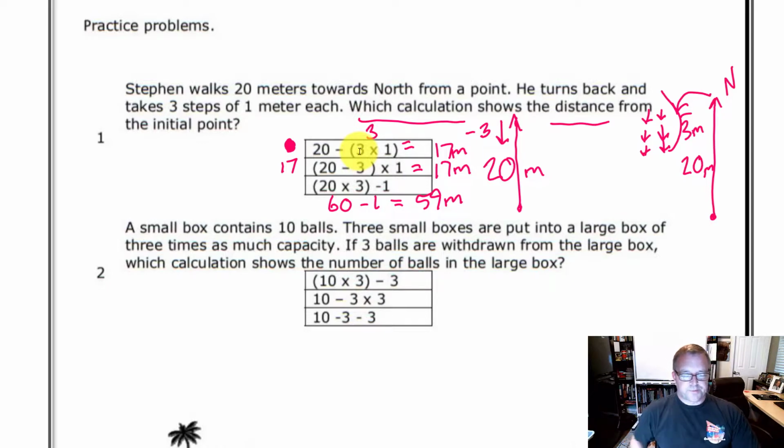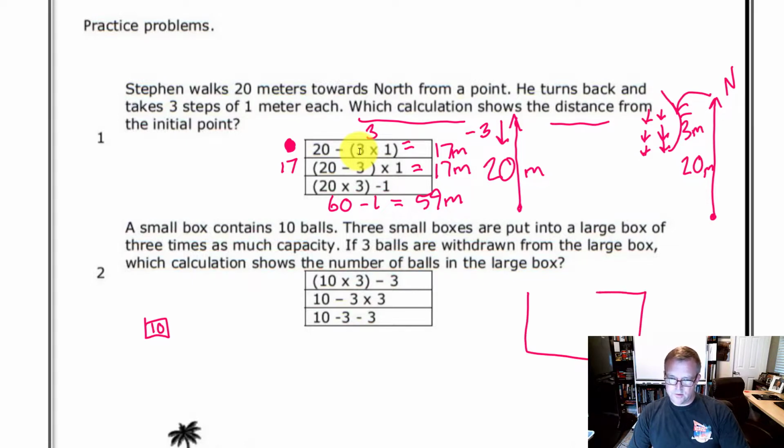Number 2. A small box contains 10 balls. Okay, so a small box has 10 balls inside. 3 small boxes are put into a large box. Okay, so let's have a larger box, and we're going to put 3 small boxes inside. How many are inside each small box? 10. Okay. So far we have that.